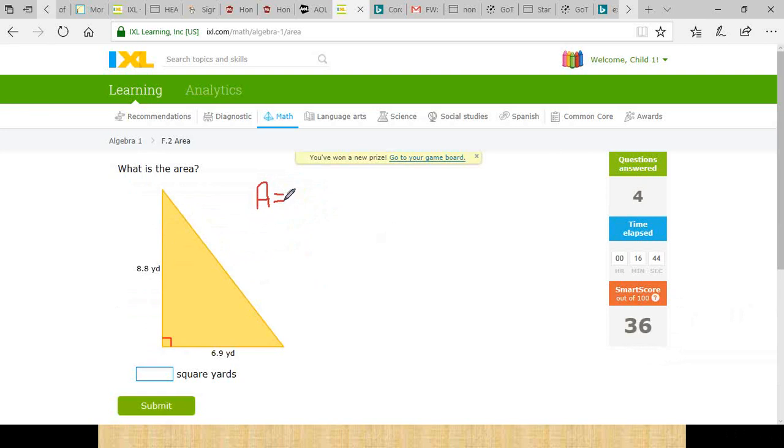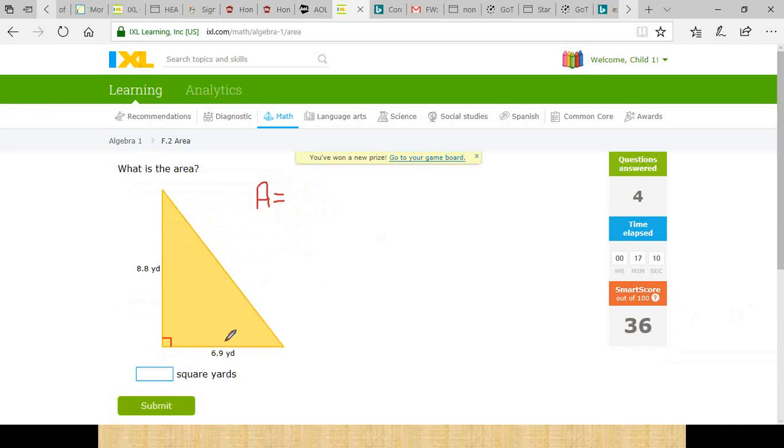What is the area of the triangle? What is the general formula for the area of a triangle? 6.9. 6.9 is a distance. What's the area? What is the formula I told you to remember for the area?